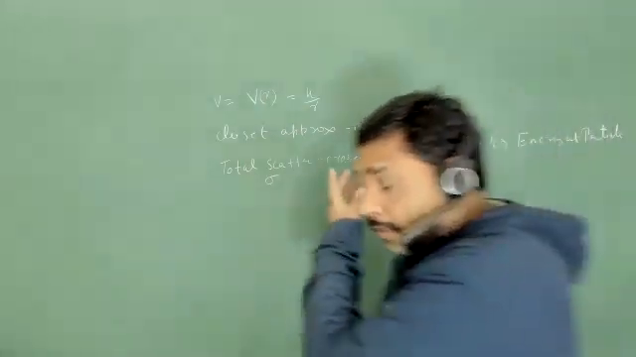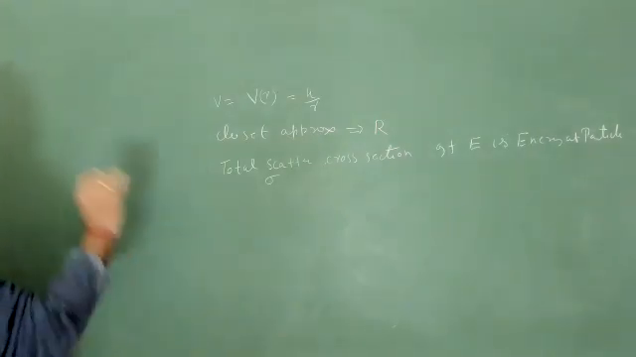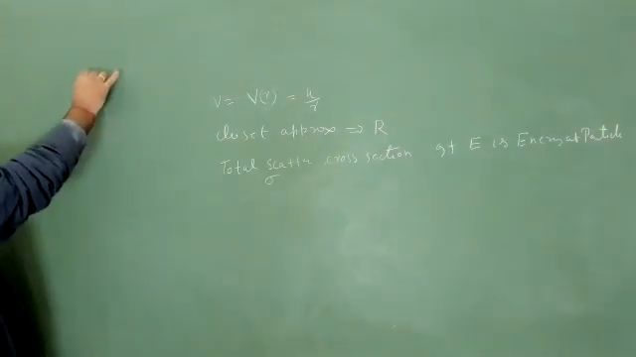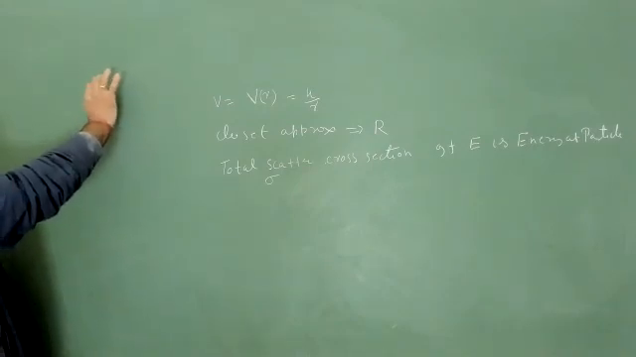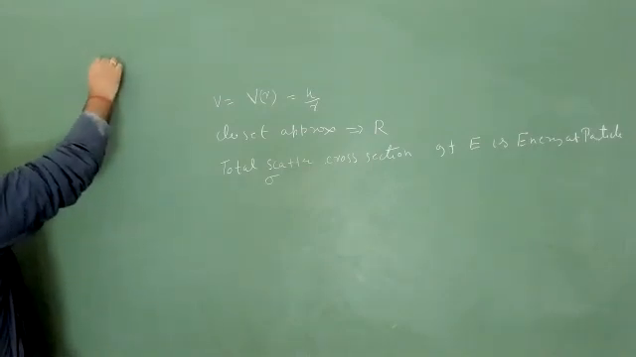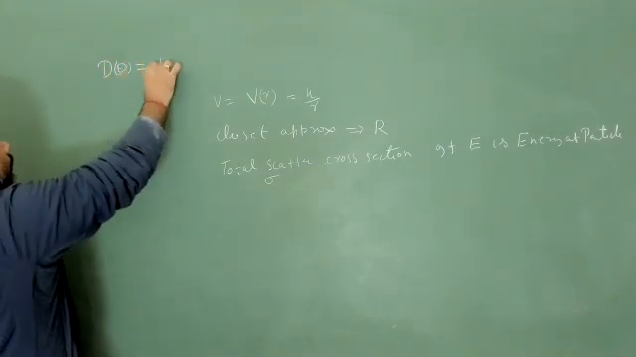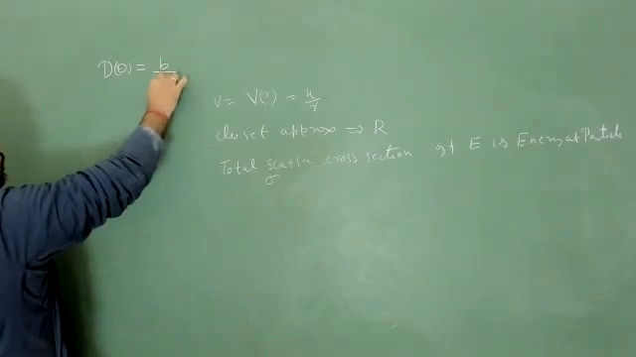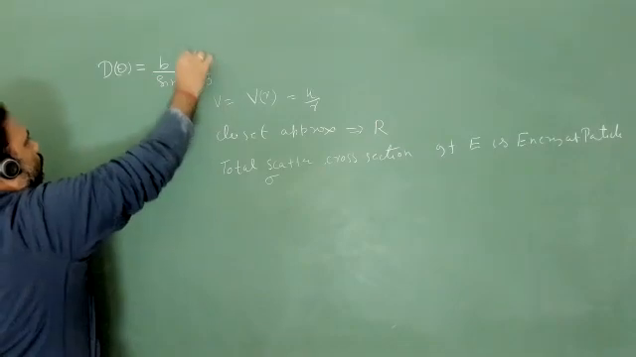So which type of concept are we going to use? So the actual thing is that we have to find mainly d theta. If we are able to find d theta, that will be b upon sine theta, db upon d theta.